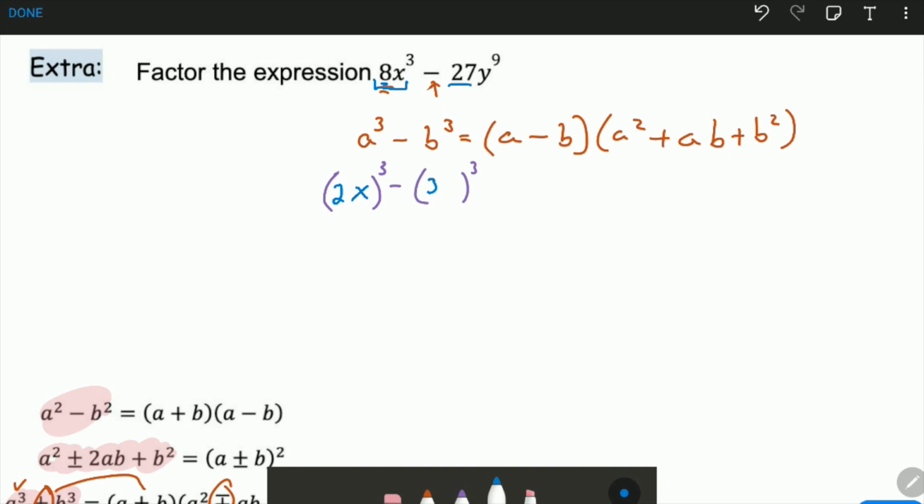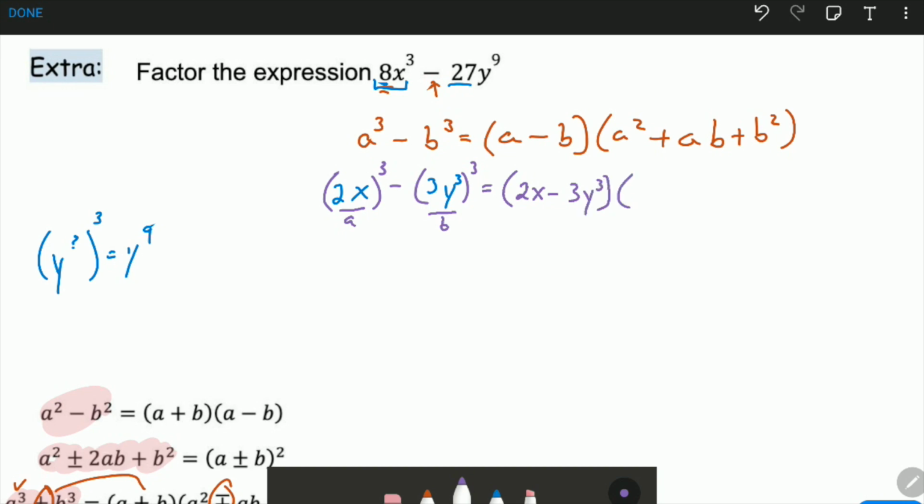Remember the way the variables work is, to what power do we raise y? That exponent times 3 will give us y to the ninth, because when you raise a power to a power, you multiply the exponents. Well, in this case, 3 times 3 is 9, so we know it's going to be y to the third raised to the third. With that, we have the pieces that we need, and we can fill in the formula. So we have a minus b, a being the thing in the first set of parentheses, and b being the second term. So a is 2x minus b, which is 3y cubed.